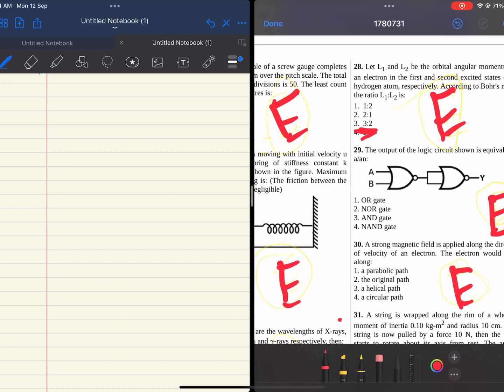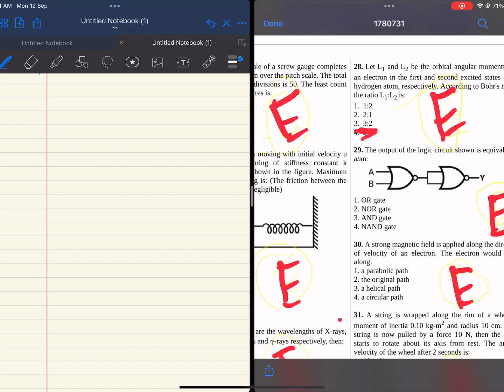Now moving to the 29th one. The 29th one is a direct question on logic circuits. The first one we can see is a NOR gate and the second one is a NOT gate. If you NOT a NOR gate, you will get an OR gate basically. So the answer for the 29th one is option number 1.